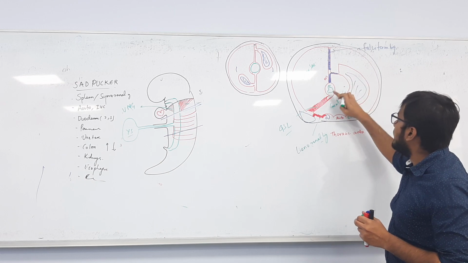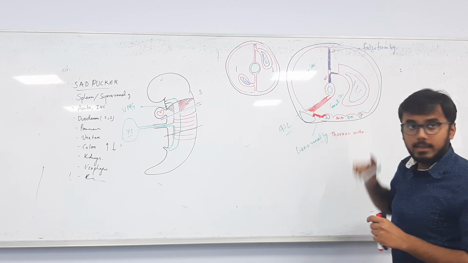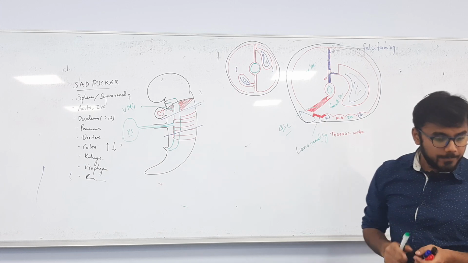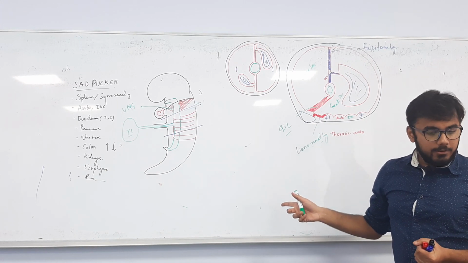Near the greater curvature you have the greater sac. Clear? You are clear with this, right? Right, anyways. So you understood this. Clear?